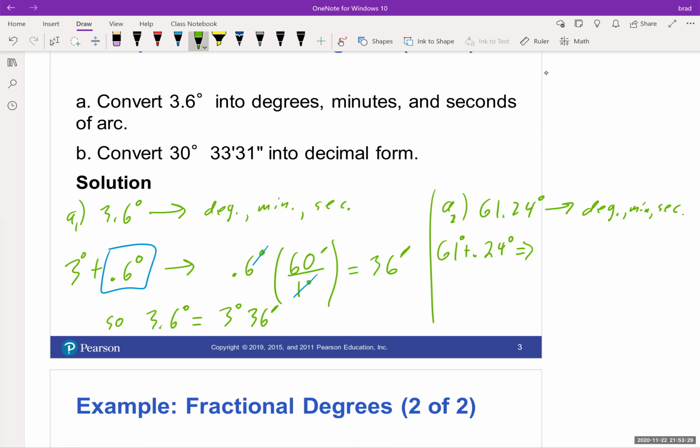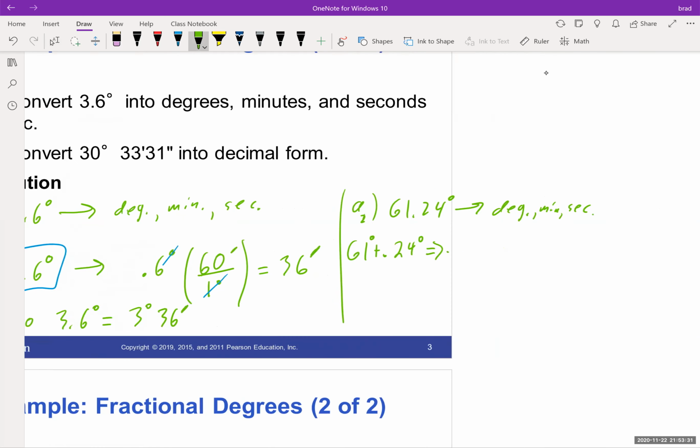Okay, so we're going to come over here and we're going to have our 0.24 degrees. We're going to multiply this by 60 over 1 degree once again. And this is going to be, let me get out my calculator. So I'm going to do 0.24 times 60. Okay, so this would be 14.4 minutes. Okay, but here's the problem. We still have a decimal, so we want to be more accurate.